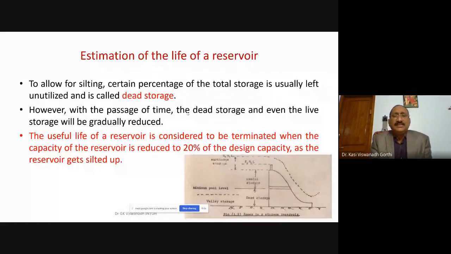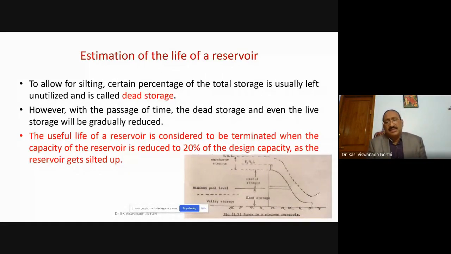To allow for silting, a certain percentage of the total storage is usually left unutilized. We have seen dead storage in the earlier case also. You can see in the figure the bottommost portion, from the riverbed up to a certain level called the dead storage level or minimum pool level. All the water that is stored there is called the dead storage. Over and above that, up to the full reservoir level, is the useful storage. So the water which is stored in this dead storage is, in fact, the allowance for the silting.